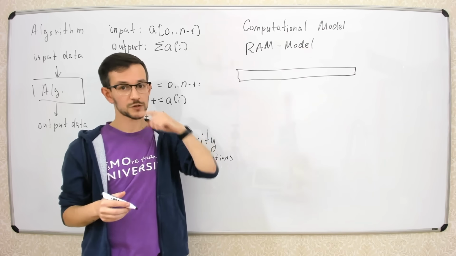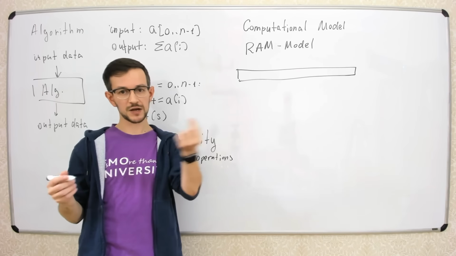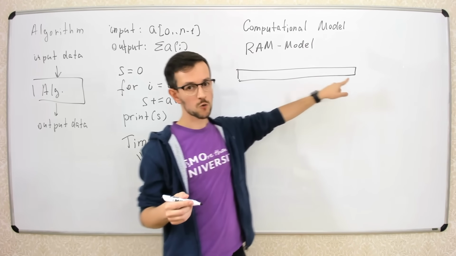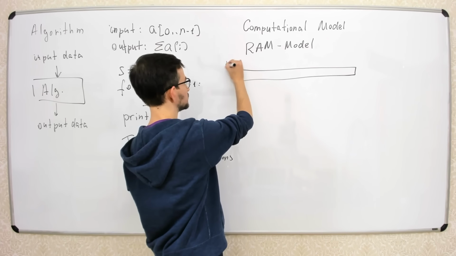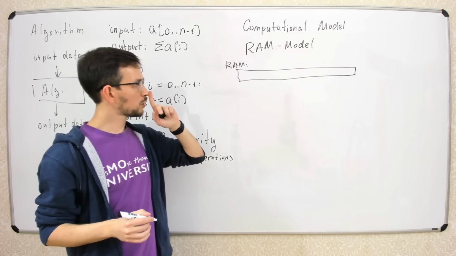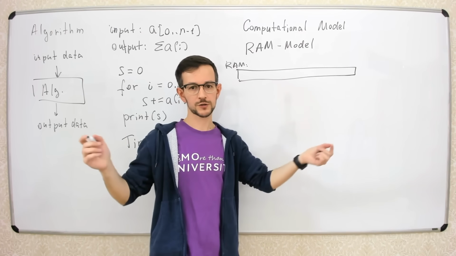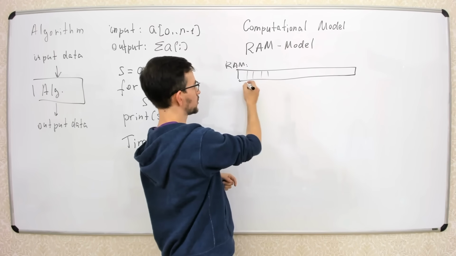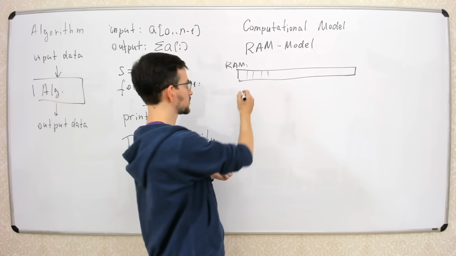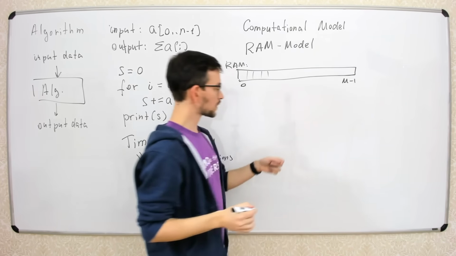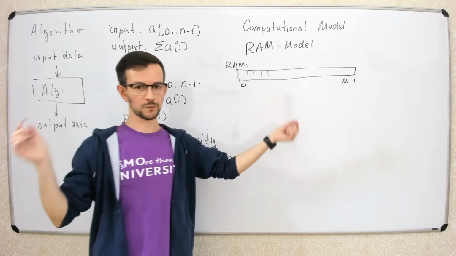What does it mean? It means that you have memory and you can access any cell of that memory in constant time. So let's see. If this is our memory, we will think about memory like one big array. So we have one big array. It's split in some cells. So each cell has some address. So this address is from 0, let's say, to m minus 1, where m is the total memory.